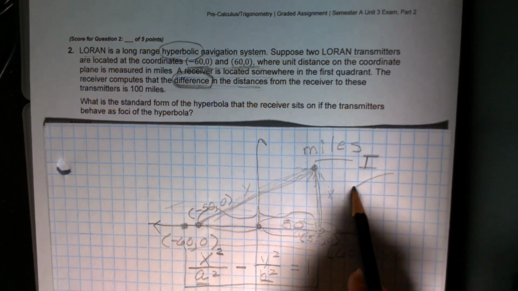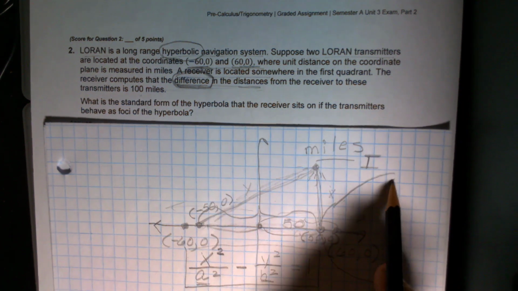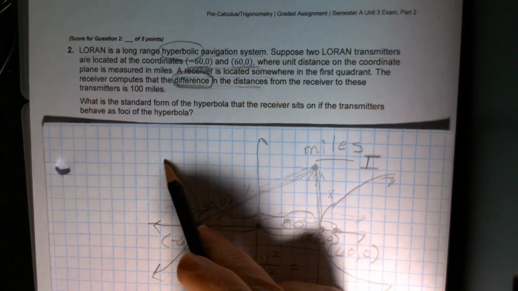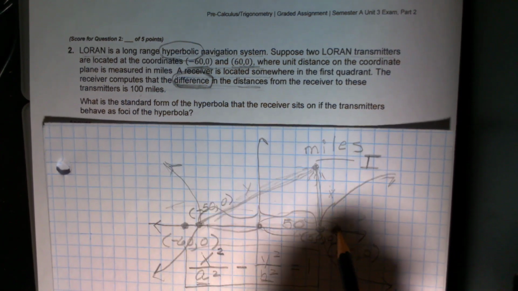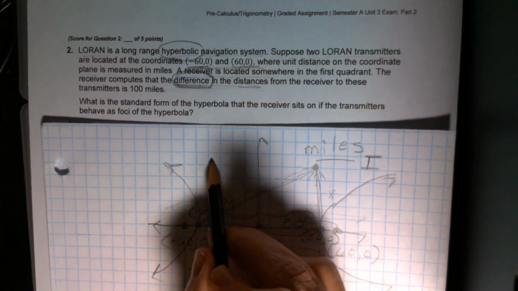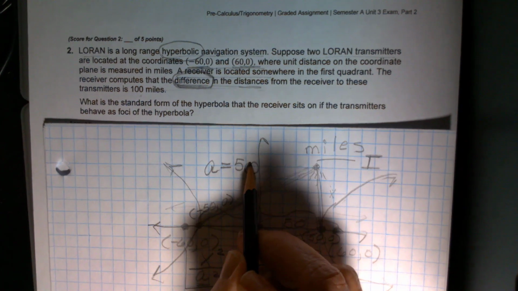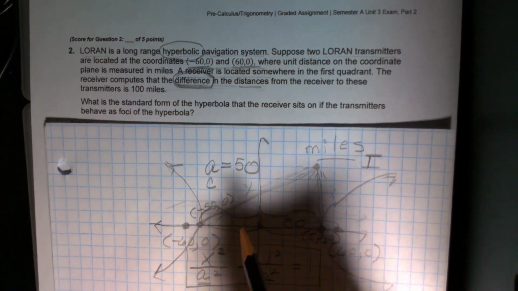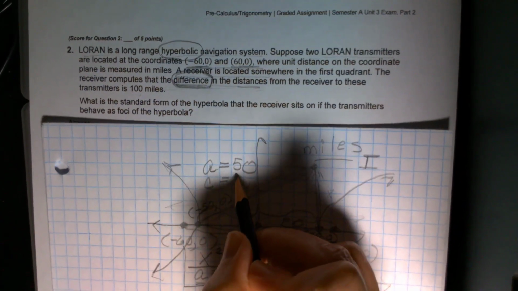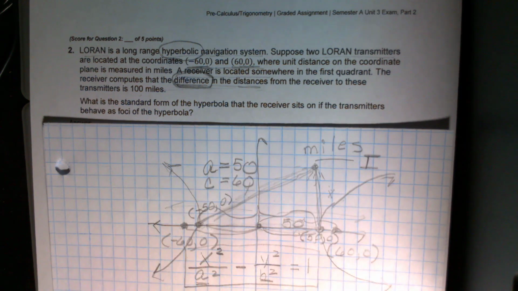If I kind of sketch this out, because the foci are not going to be part of the graph. They're going to be inside that hyperbola. Alright, so I have A. A is equal to 50. And I have C, because the distance from the center to the foci is C. And I'm going to use my formula to calculate B.